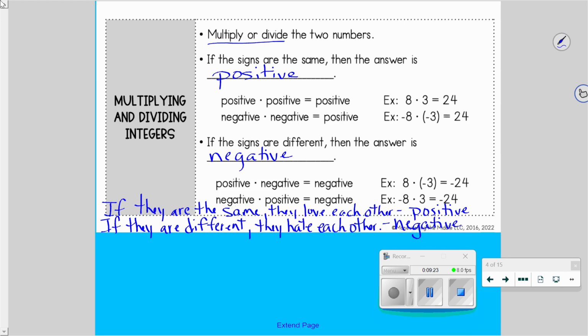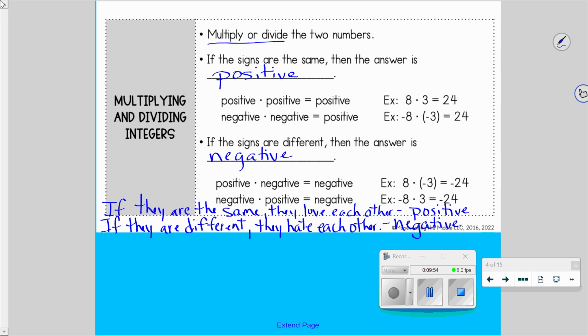So here's the biggest difference between addition, subtraction, multiplication, and division. Multiplication and division are much faster. Ignore the signs, do the math. Once you have the math done, then you look at the signs. If they're the same, doesn't matter both positive or both negative, your answer is positive. If they are different, doesn't matter who's bigger or anything else, your answer is going to be negative. They hate each other. Okay?